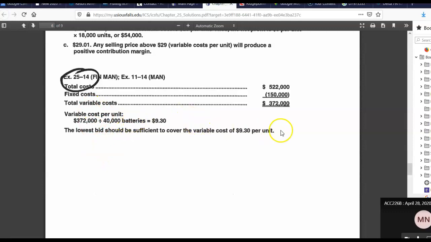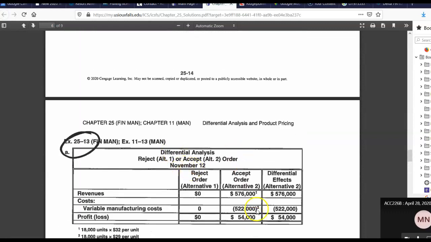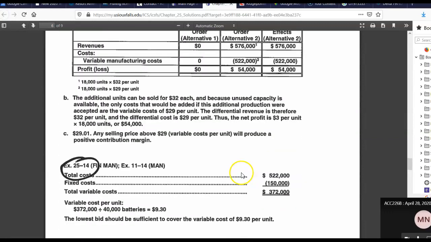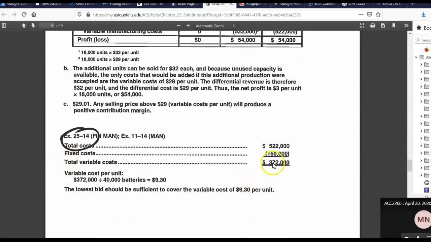How low can we go with those batteries that we could offer them under the accepting of the order? Well, our variable costs are $372,000. They can make 40,000 batteries on that variable cost. That means if we sell them for $9.30, we break even. We sell them for $9.31, we make a penny. We sell them for anything below $9.30, we're losing. So you certainly don't want to do that.